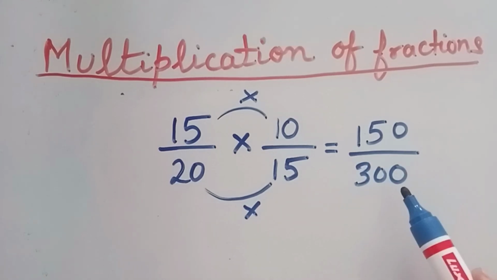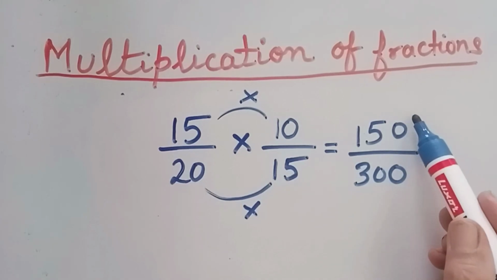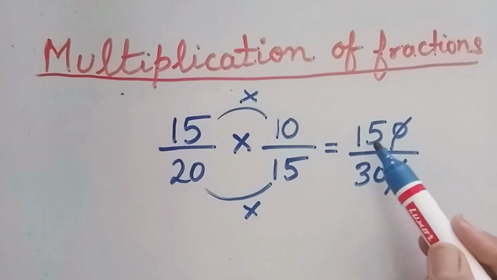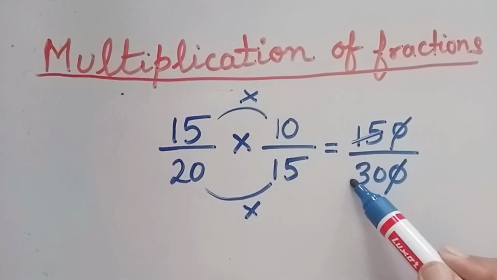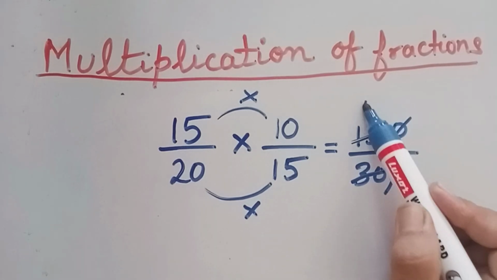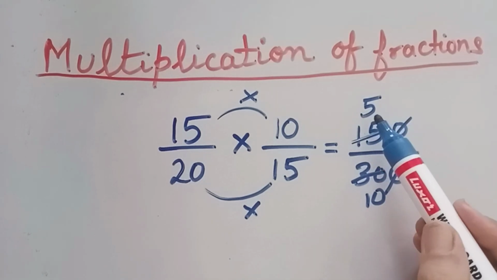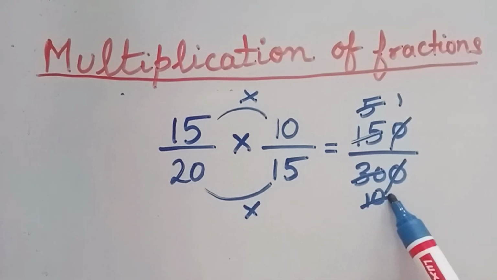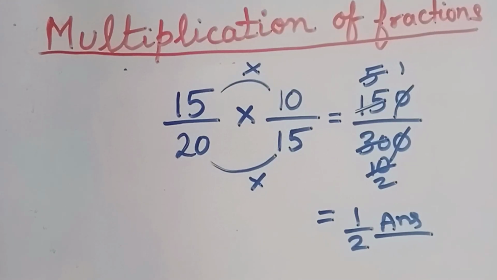So now we will see if this can be simplified further. So we can see that we can simplify it. We can cut 0 and 0. Now 15 and 30. So we will see if we can simplify. It can be cut by 3 table. 3 5s are 15, 3 10s are 30. Now 5 and 10 can be cut further. 5 1s are 5, 5 2s are 10. So the final answer is 1 by 2 and this cannot be simplified further. So the final answer is 1 by 2.